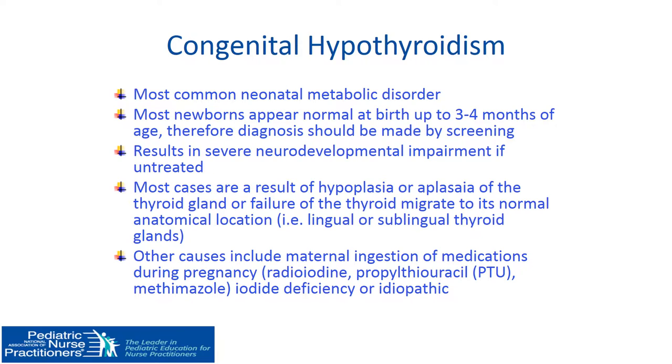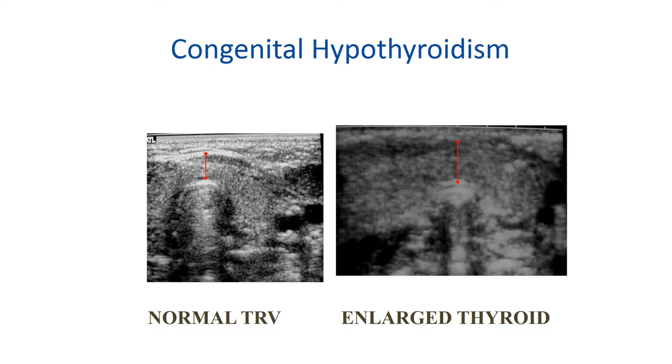Okay, this is ultrasounds of thyroid. On this side here, you'll see this is a normal thyroid, right? Trachea, thyroid gland here. On this side, you'll see the enlarged thyroid. It's a little difficult to see, but the trachea is here. And see how hypertrophied the thyroid gland is? It's much larger than here. You can see by the width there.